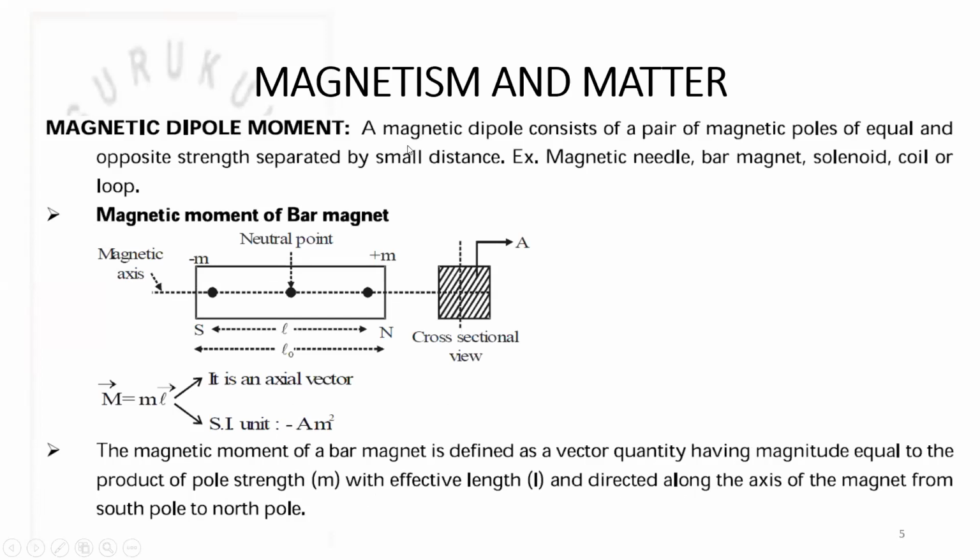Then magnetic dipole moment. Here, first we mention magnetic dipole, then we come to magnetic dipole moment. A magnetic dipole consists of a pair of magnetic poles of equal and opposite pole strength separated by a small distance. Examples of magnetic dipoles are magnetic needles, bar magnet, solenoid, any current carrying coil or loop.